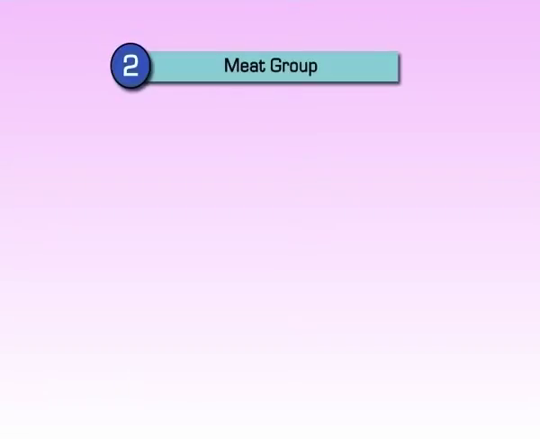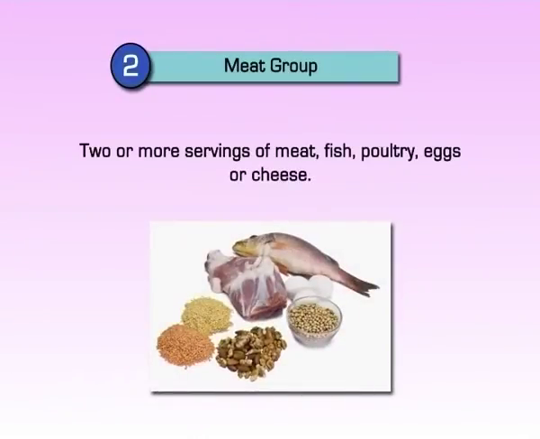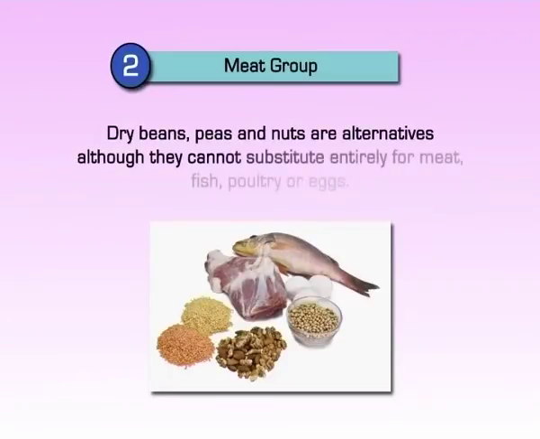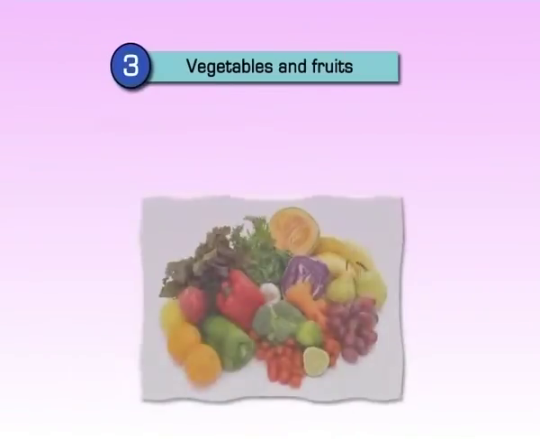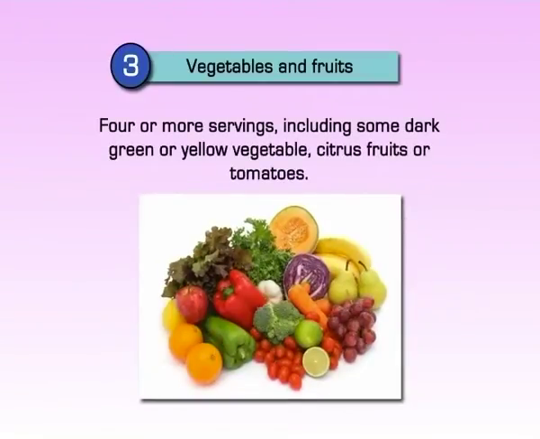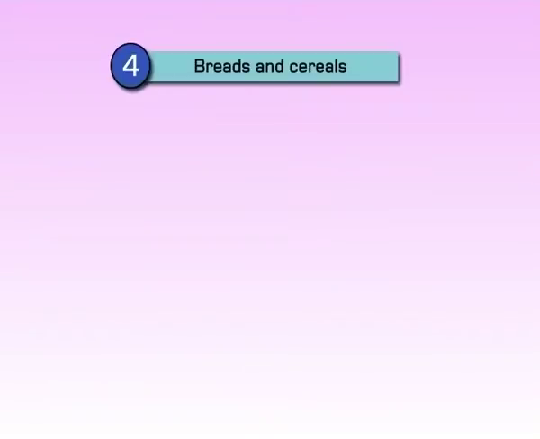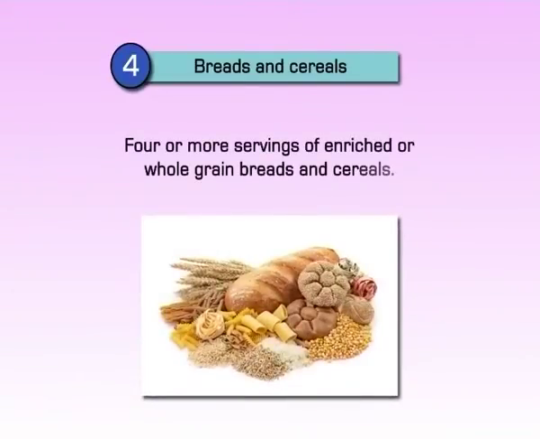And number 2. Meat group. 2 or more servings of meat, fish, poultry, eggs, or cheese. Dry beans, peas, and nuts are alternatives, although they cannot substitute entirely for meat, fish, poultry, or eggs. And number 3. Vegetables and fruits. 4 or more servings, including some dark green or yellow vegetables, citrus fruits, or tomatoes. And 4. Breads and cereals. 4 or more servings of enriched or whole grain breads and cereals.